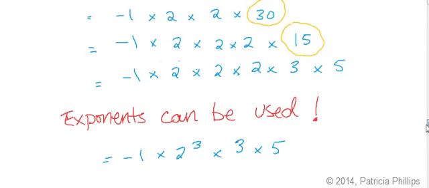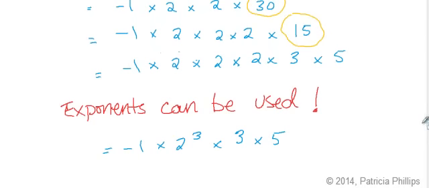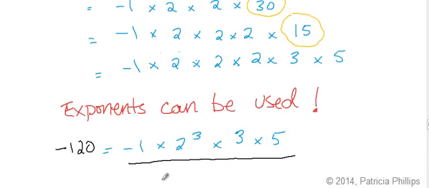And since we have so many repeating 2's, it's important that we know that exponents can be used. So our final answer to the factorization of negative 120 will equal, okay, so we have negative 1 times 2 to the power of 3 times 3 times 5, or negative 1 times 2 cubed times 3 times 5.